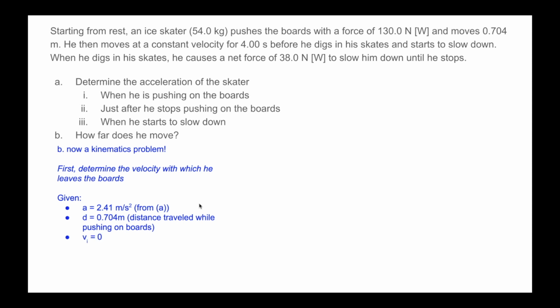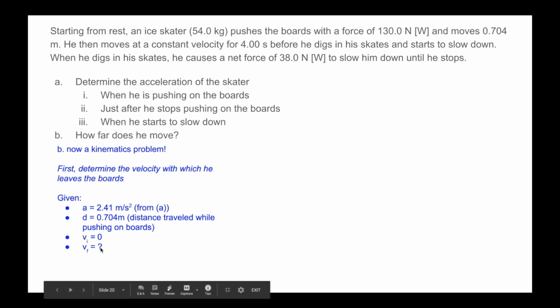We also know that he starts with a velocity of 0 when he first starts pushing on the boards. And what we were trying to find is the final velocity. Now, just be really careful here in understanding what final velocity means. It doesn't mean the final velocity of the entire motion. It means the final velocity of the part where he's pushing on the boards, which means how fast is he going when he leaves the boards.